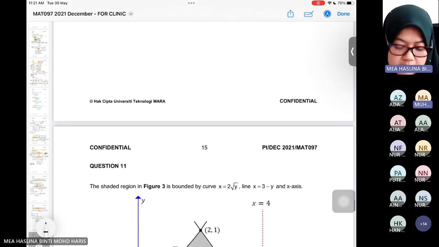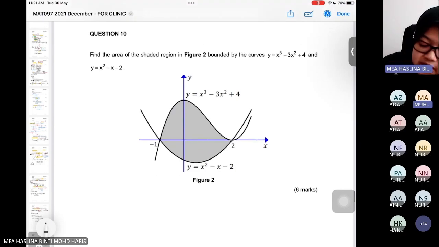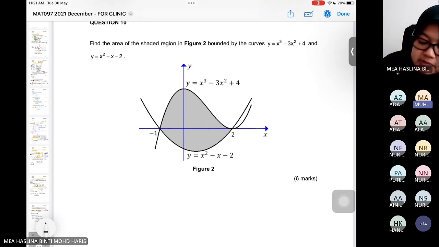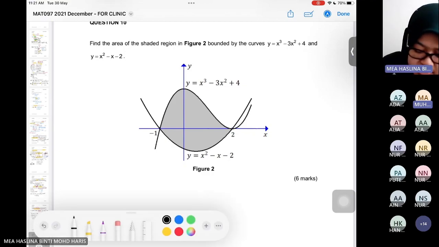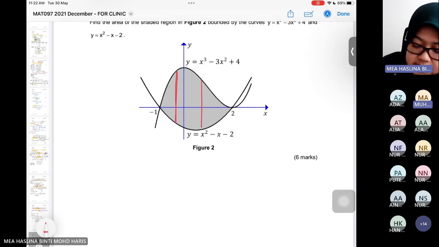Okay, and then, where is the question? Okay, find the area. Okay, so find the area. If you want to minimize the number of regions, how did you do it? Vertical or horizontal strips? Vertical, right? Betul, you use vertical strips.